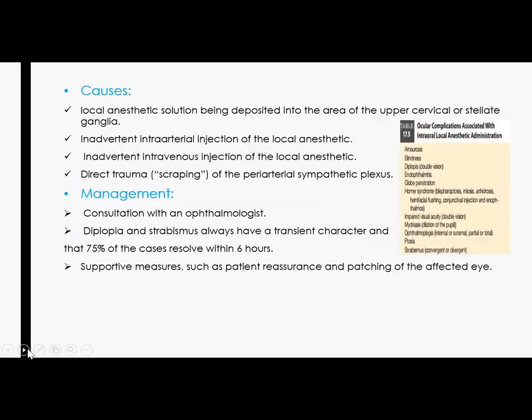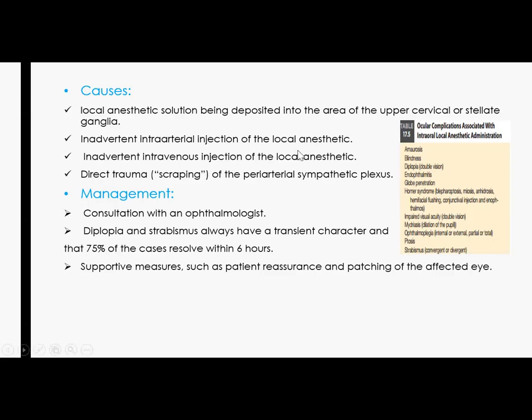So let's see why it happens. The reason is that in this area, you are usually giving the injection close to the infratemporal fossa, the pterygomandibular fossa, and the pterygopalatine fossa. And in that area, you have the stellate ganglion. The stellate ganglion is a ganglion which sends sympathetic supply, autonomic innervation, to the eye. So when you inject close to the stellate ganglion, you block the nerve impulse transmission through the stellate ganglion.